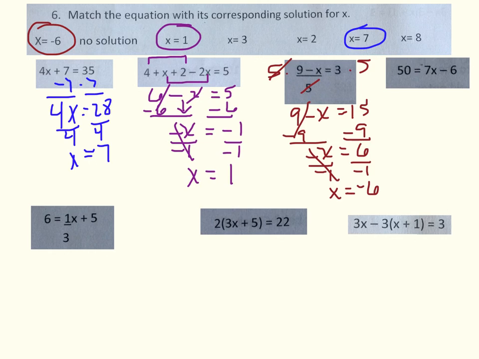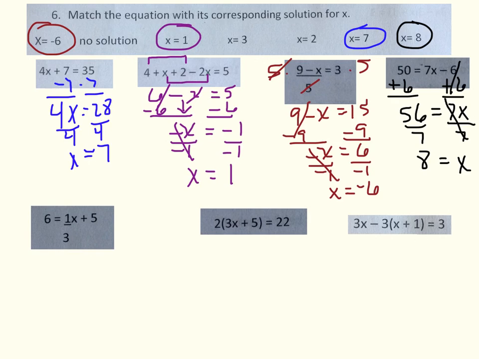Alright, so the next one we're going to do is 50 is equal to 7x minus 6. On this problem, we're going to add the 6 because the opposite of minus is addition. So add the 6, and what you end up with is 56 equals 7x. And you have to say to yourself, 7 times something is equal to 56. And so when we divide both sides by 7, you're going to find that the 7's cancel out. X is going to equal 8.